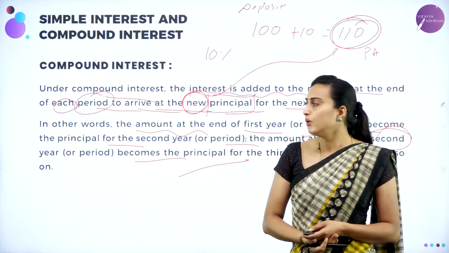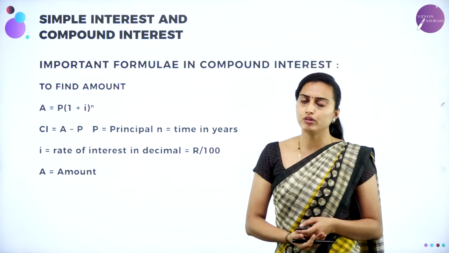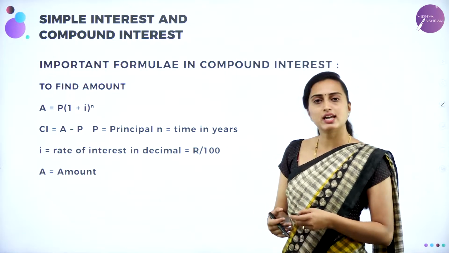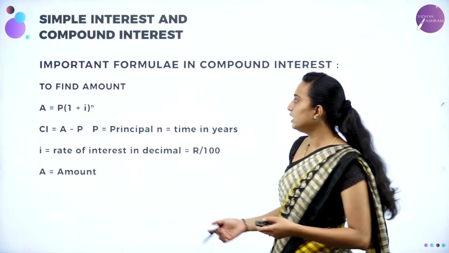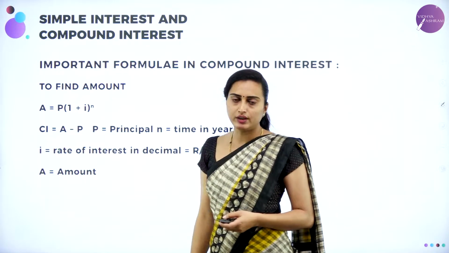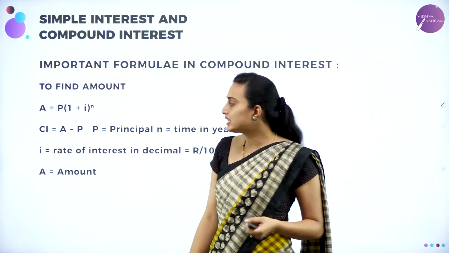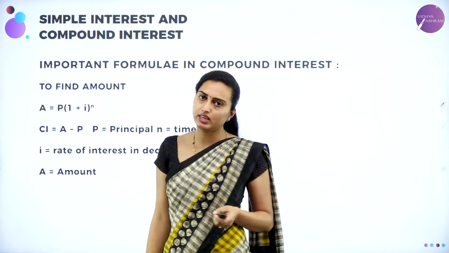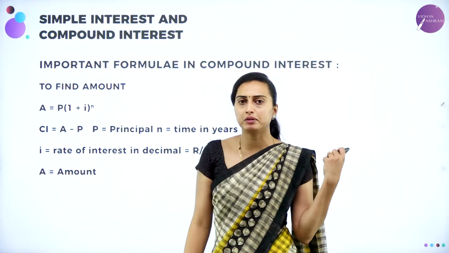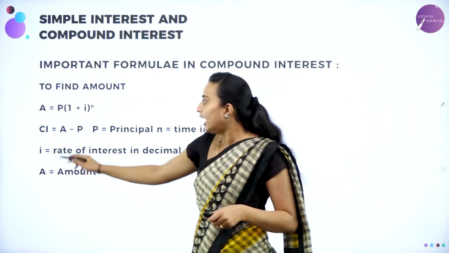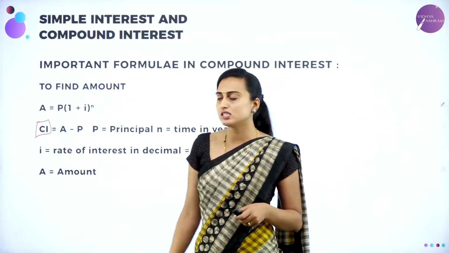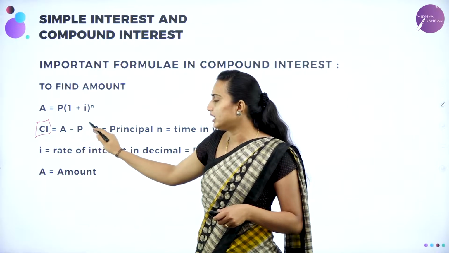Understood? Now we'll move on to the formula for how to find the compound interest when some things are known. To find the amount, it is given by the formula A equals P into 1 plus I whole to the power of n. Here, what do you mean by A, I and n? CI is compound interest, and compound interest is given by the formula amount minus P.